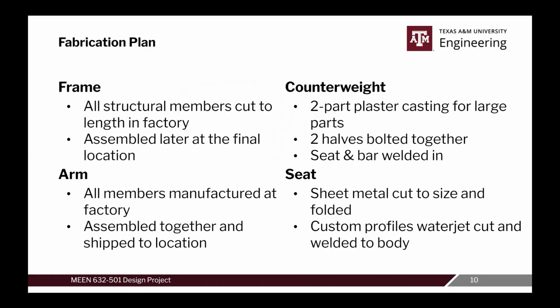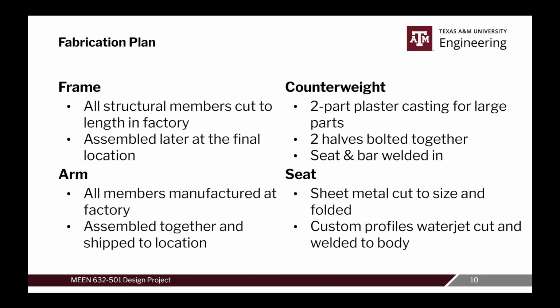For the DeathSlinger fabrication plan, first for the frame, all of the structural members will be cut to length in the factory, and for tolerancing purposes, they'll be cut slightly oversized, about 1/4 to 1/2 inch, to allow for some final sizing at the location where things will be later assembled and welded together. The arm will be fully manufactured in a factory in a metal fabrication shop. So cutting all of those structural members, those tubings, and then welding them together with the gussets for support.